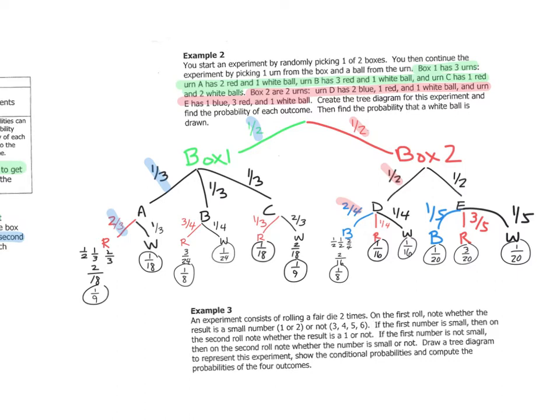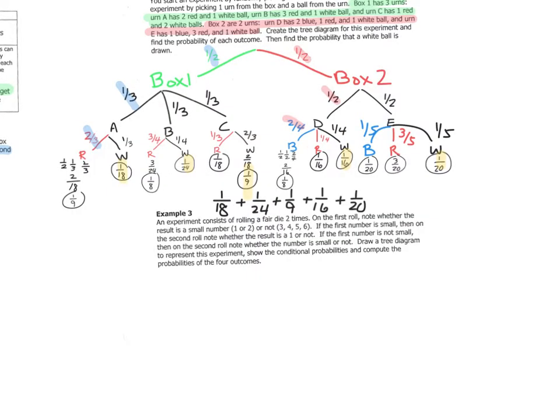Lastly, to answer the question, the probability that a white ball is drawn, that would be any probability, let's use a slightly different color here, from the white, so that would be 1/18th, 1/24th, 1/9th, 1/16th, and 1/20th. And we have quite a few denominators here that don't match. So you've got a couple options.